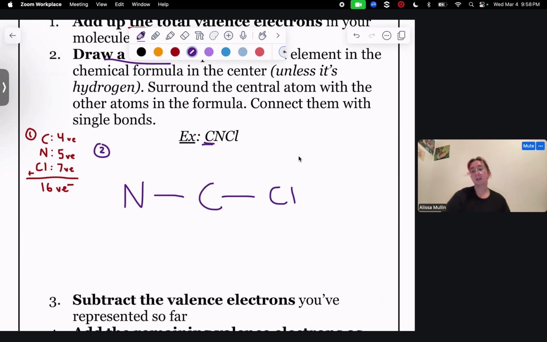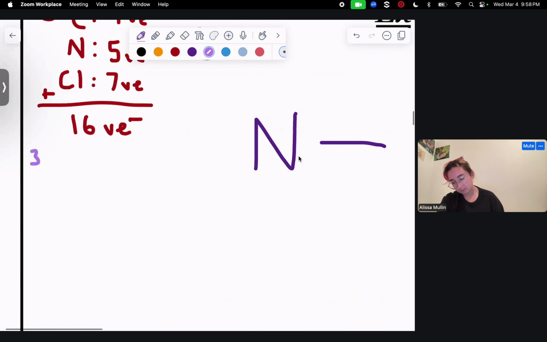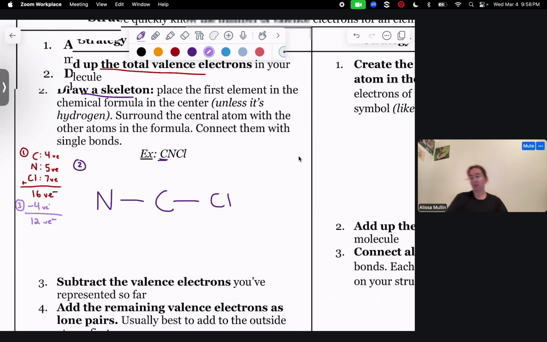Cool. So, how many electrons have I shown so far? I have to keep track of my electrons, right? So, I wrote a line and I did another line. Each line is 2 valence electrons, right? So, with 2 lines shown so far, I've shown 4 so far, which means there are 12 more valence electrons that I haven't shown yet that I have to put somewhere in this structure. Okay.